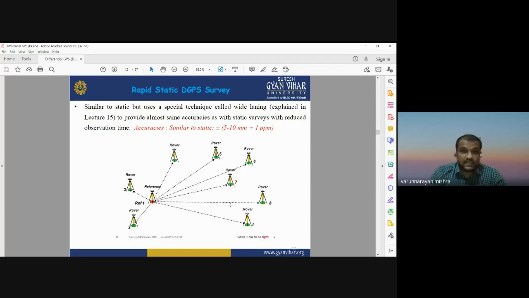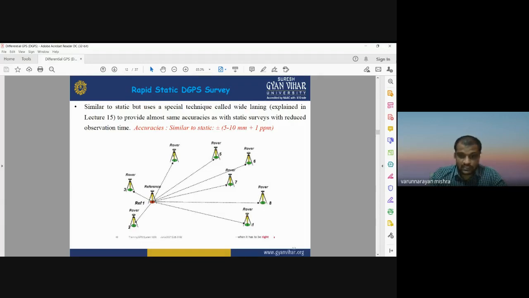While in rapid static DGPS survey, you need only 5 to 20 minutes of observational time, so you can cover a large area, have more coordinates and more observations, and visit a larger part of the study area. That's why it is known as the wide laning process: you cover the larger area of your site to get the coordinates. You can get accuracies of 5 to 10 millimeters plus 1 ppm using this rapid static DGPS survey.